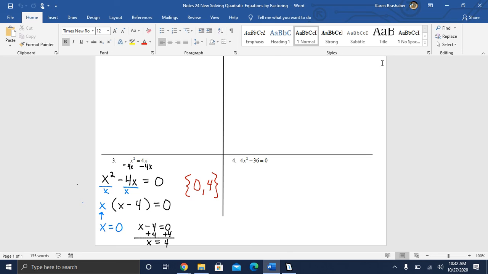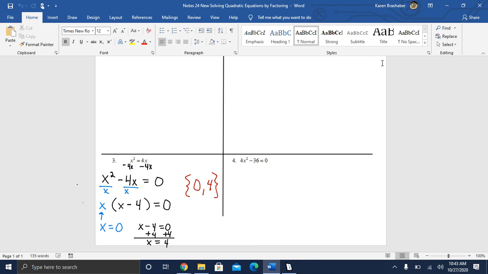And then finally, I have problem number 4. It's already equal to 0. And this one can be handled in a couple of different ways. I could, if I recognize it, divide both of these by 4. In fact, I could divide all terms on both sides of the equal sign by 4. Some students don't recognize that.